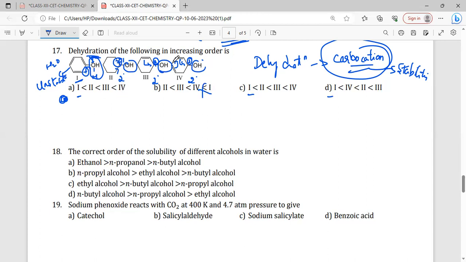Now, I told you the fourth will have the highest stabilization, right? So obviously this should come first. We have this over here. Next should be 3. Fourth, then 3, then your 2, right? It has to be this: 4, 3, 2, 1. Option A.